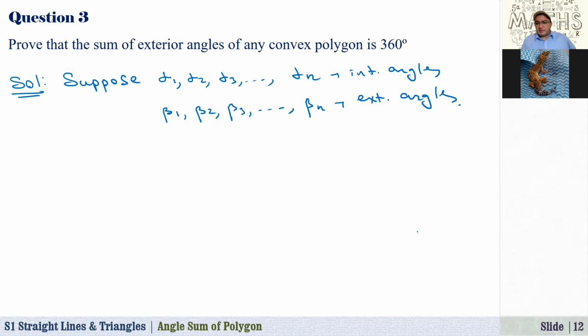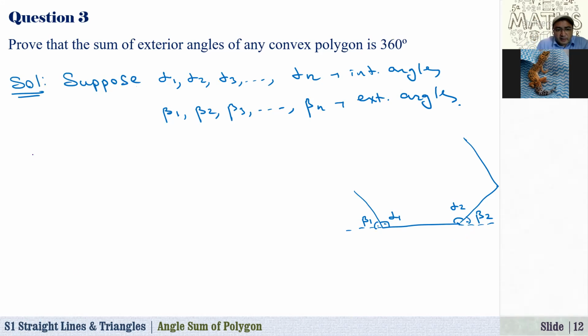Okay, for example, let me just draw some part here. We have some part of this polygon. If this one is alpha 1, then this angle should be beta 1. If this angle is alpha 2, then this angle is beta 2, right? So since it is so, now I can write these equations. Here we have alpha 1 plus beta 1 is equal to 180 degrees. Alpha 2 plus beta 2 equals 180 degrees. And dot, alpha n plus beta n is equal to 180 degrees.